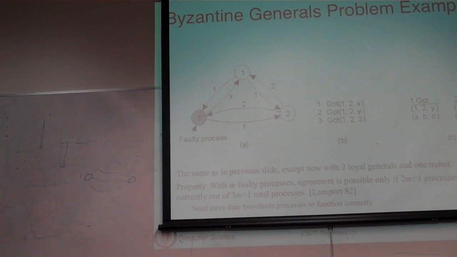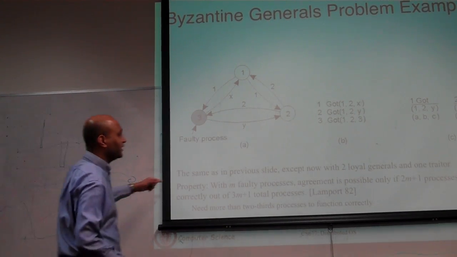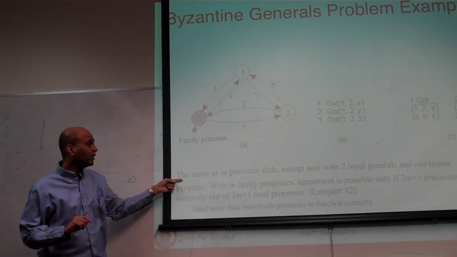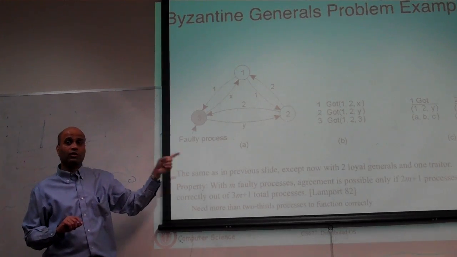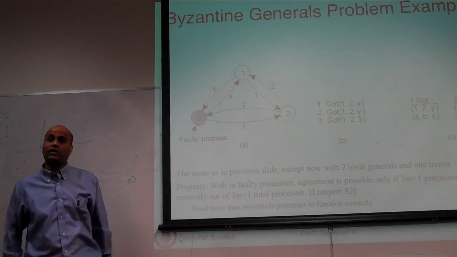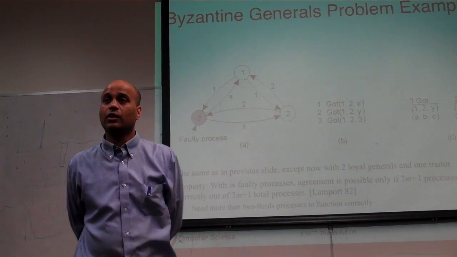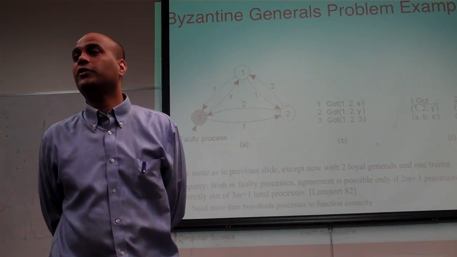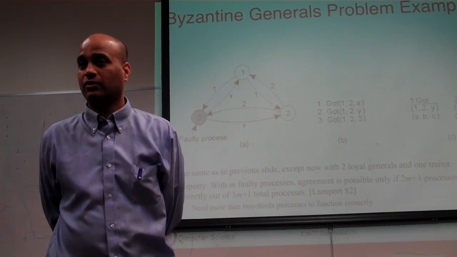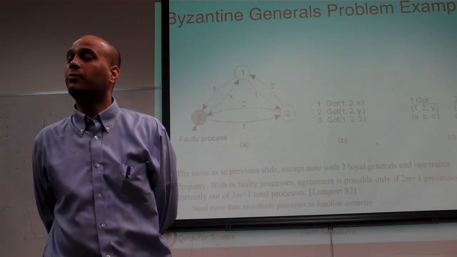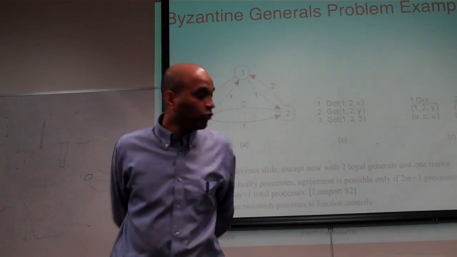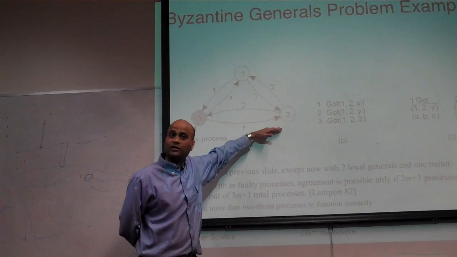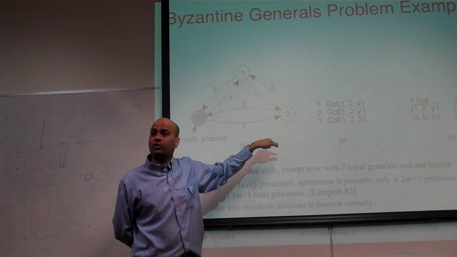The broad intuition: this is the same problem as the previous one, but it says that if you have two loyal generals and 1 traitor, each loyal general cannot figure out which of the other 2 is the traitor. You need a majority essentially. So if you are the observer and you are observing the rest and they are disagreeing, you can't figure out what the right answer is.